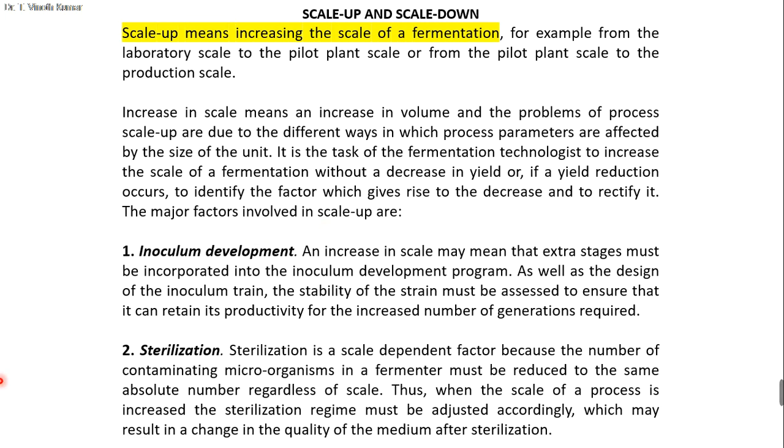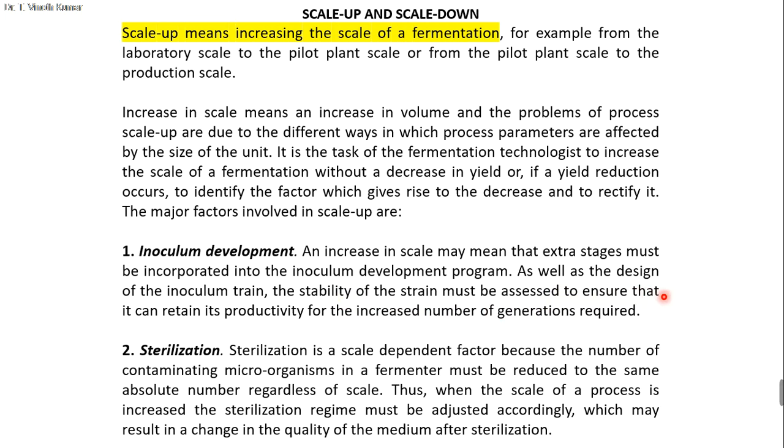An increase in the scale may mean that extra stages must be incorporated into the inoculum development program. The extra stages, a simple word, but there's a big story behind this. That means, as I told just now, if you have a 1 liter fermenter and want to scale up to 1000 liters, you need a minimum 12 liter fermenter. That is the extra stage required.